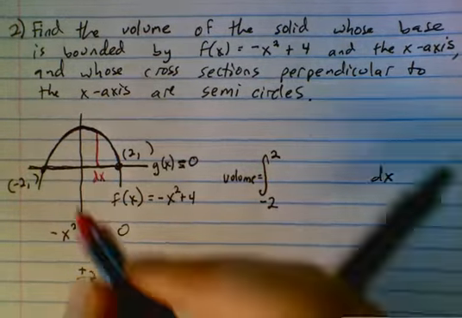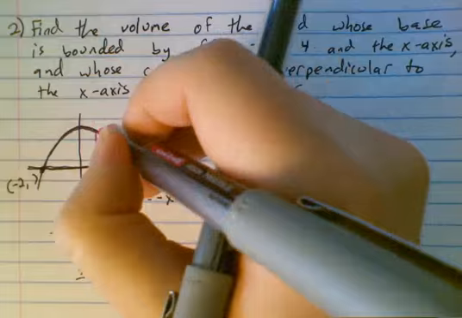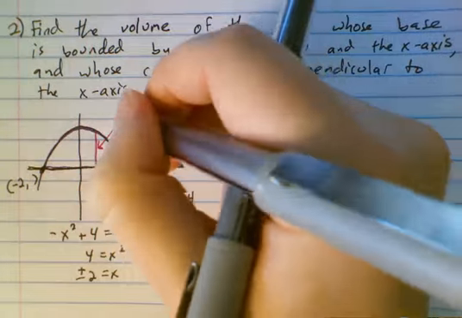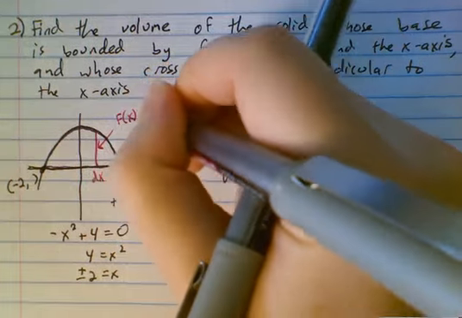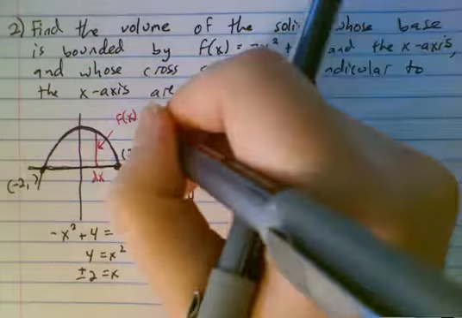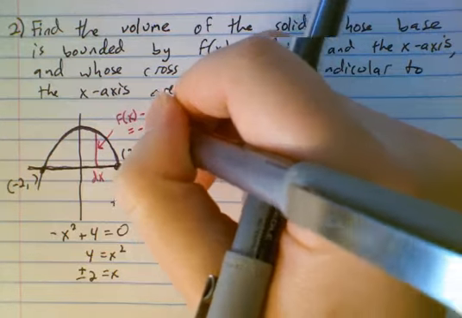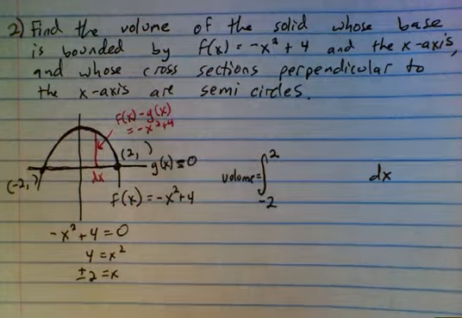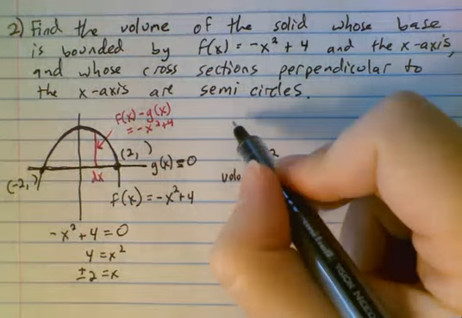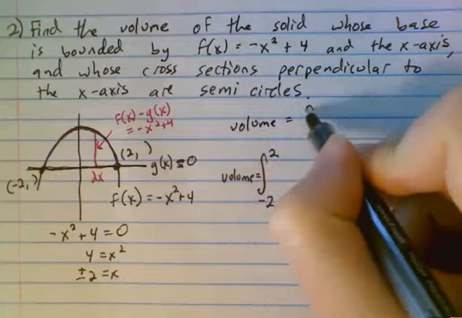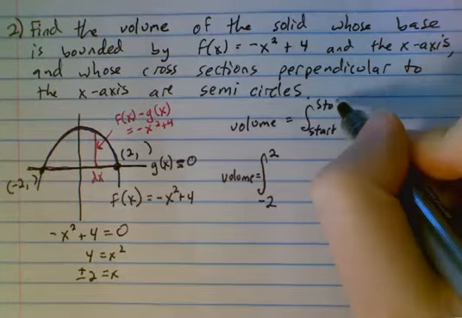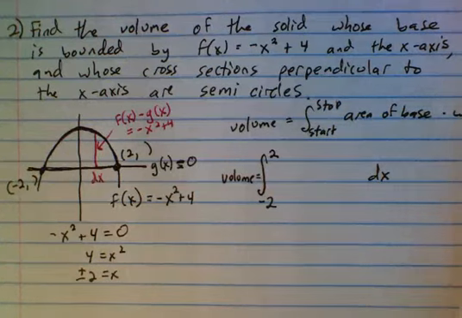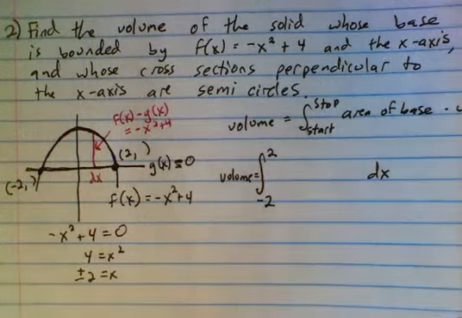And now if I were doing area, I would just find this height and put it right in there, but I'm not. So I'm just going to find this height and label it right here. This height is still going to be the top function, f of x, minus the bottom function, g of x. We know f of x is negative x squared plus 4, and g of x is 0, so minus 0 just gives us that same thing. Now, remember that for volume, we go from start to stop of the area of the base times the width. We've got all of that except for the area of the base.